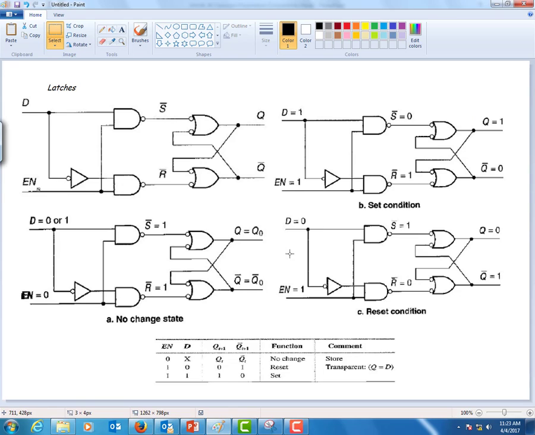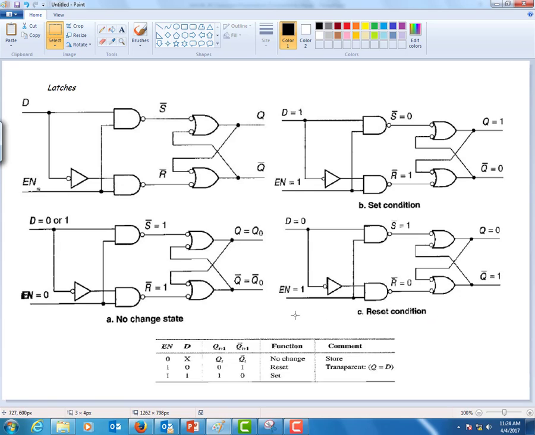And conversely, as long as you have the chip enabled, your enable pin equal to 1, if D is 0, Q will be 0, which means this is in the reset state. And you notice how they have them marked. This is the set condition. When I say they, I'm talking about your textbook. And this is the reset condition.